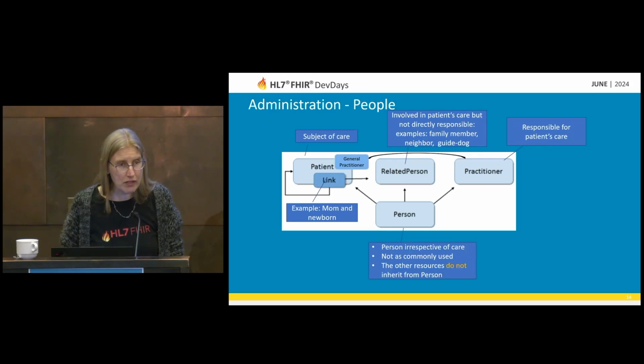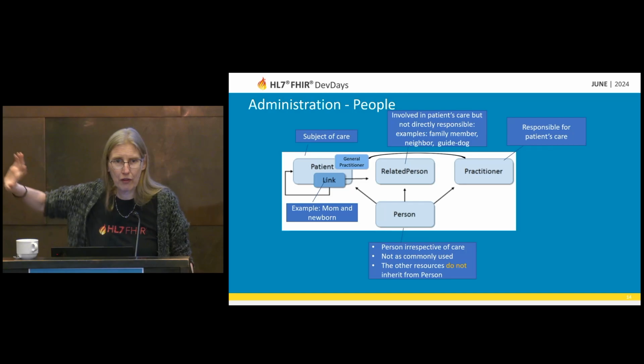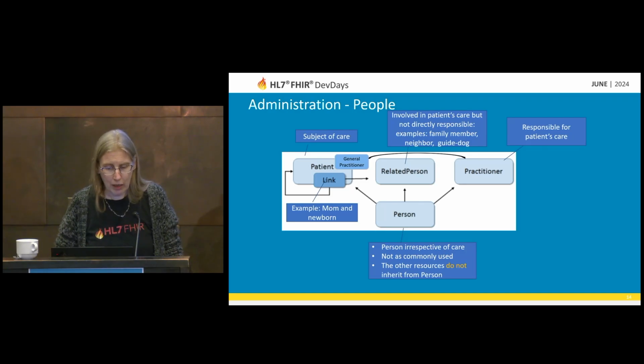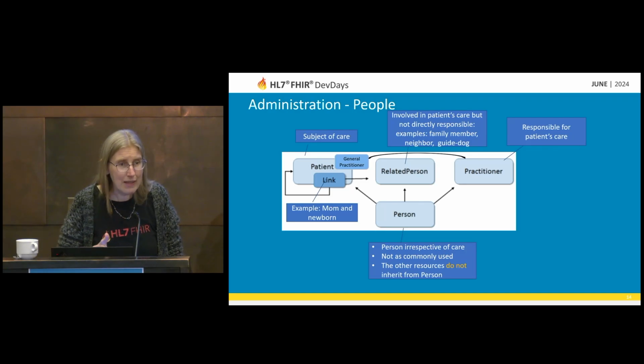And then we have person. But nobody does any inheriting from person. Person's just out there on its own. It has demographics fields in it, but so do patient, related person, and practitioner.